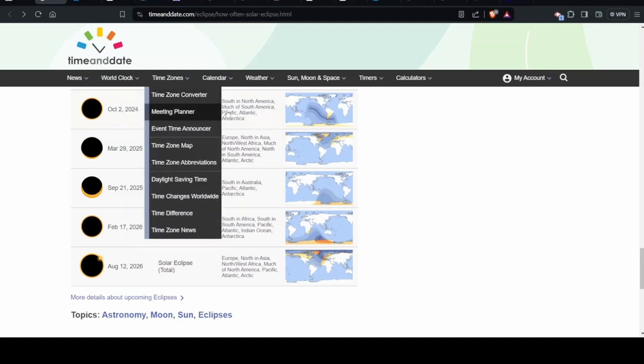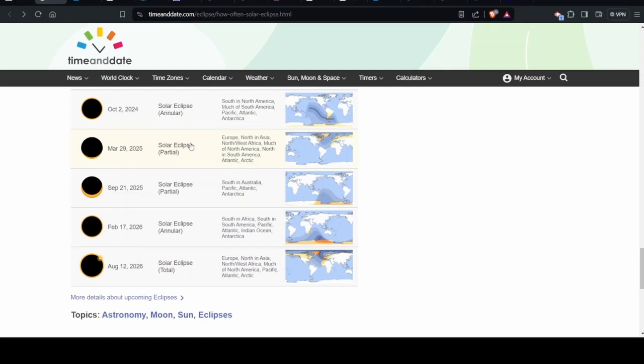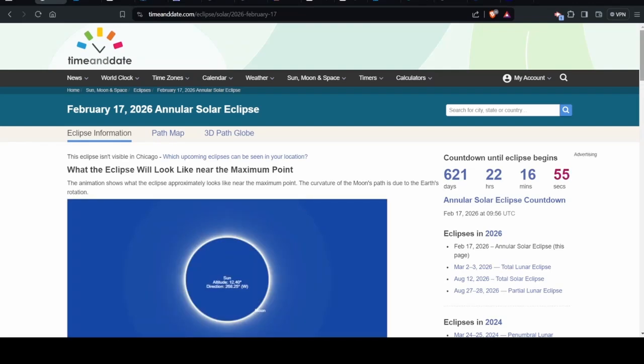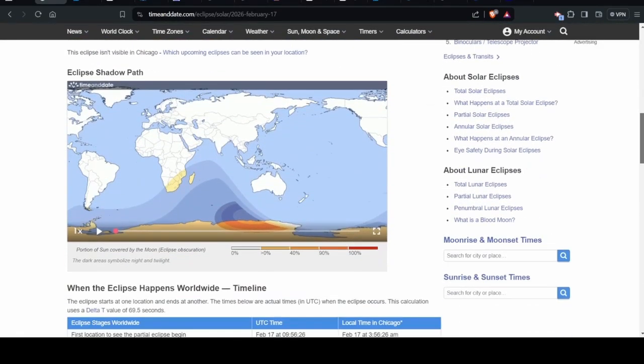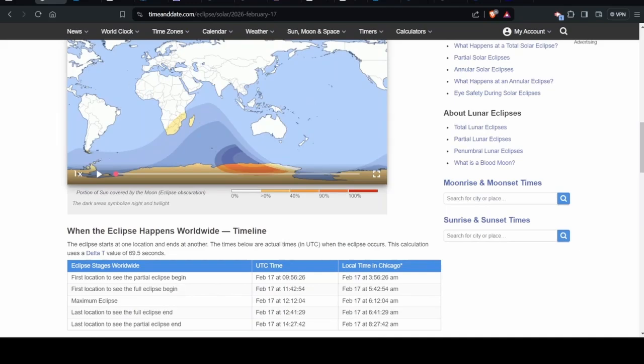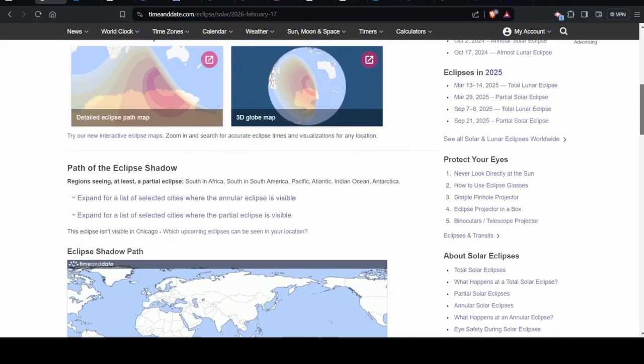Let's see here. We got another one. It says March 29th, 2025. That's a partial. 2026, here's another full. But you see where it's going to be is essentially up close to Antarctica. So you're not really going to see it. There'll be a little bit down in the very southern portion, even south of Australia. Again, out in the ocean.